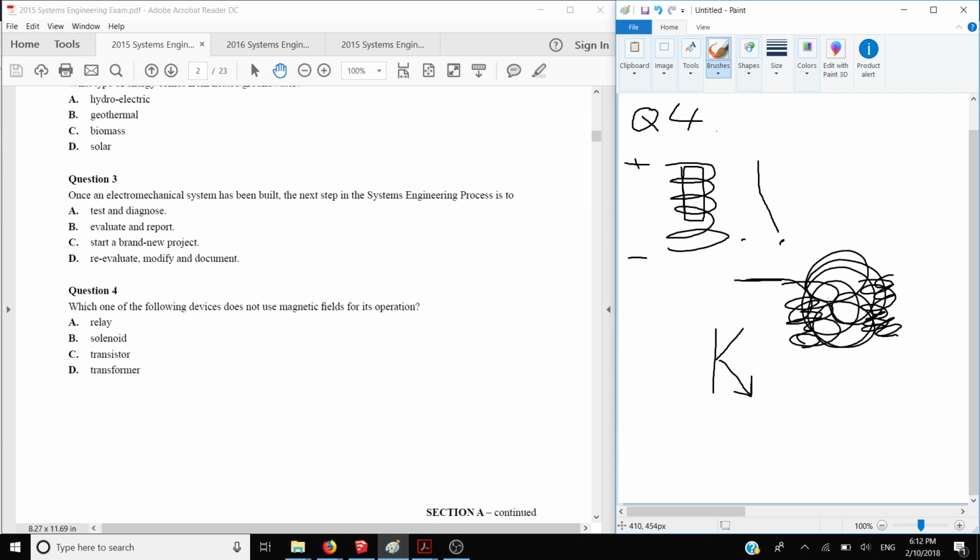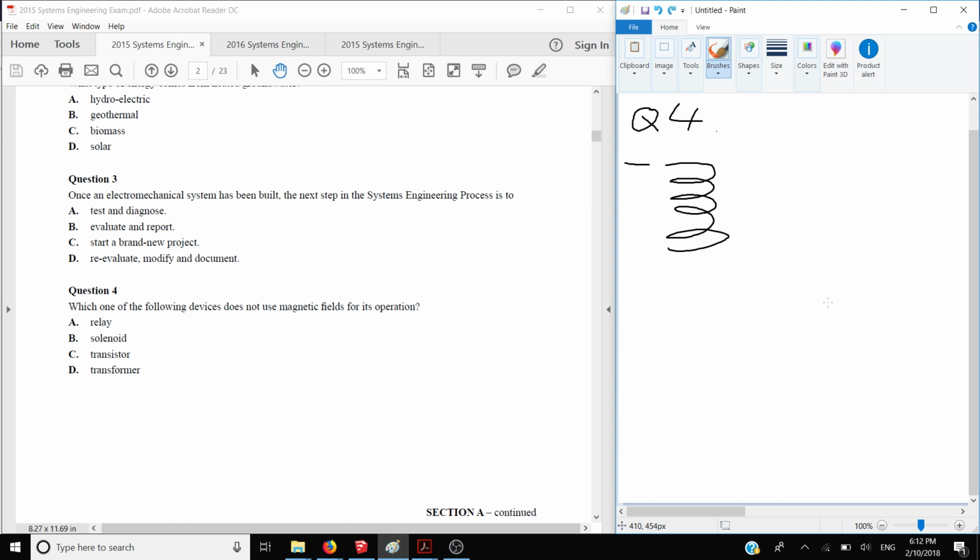Please excuse my terrible scribbles to denote magnetic fields. Okay, so which one? We know that 3 of them pretty firmly use magnetic fields. So the answer is going to be C. It's our transistor that does not use magnetic fields. Cool.